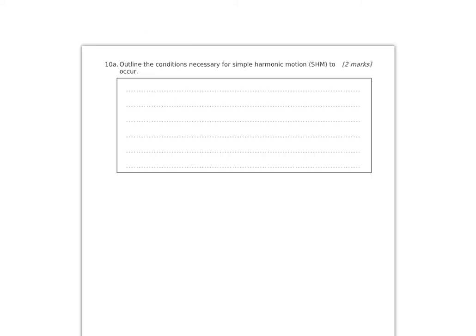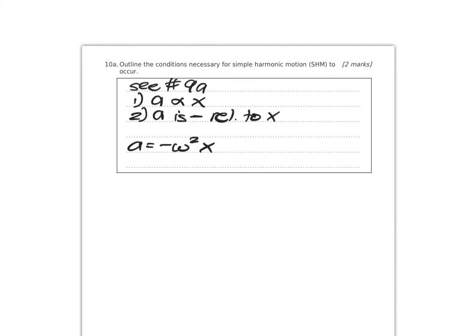Here's 10A: outline conditions necessary for simple harmonic motion to occur. Again, these are separate problems on separate exams, so as I said, if they're talking SHM, they usually like to open with defining conditions. Here's the quick and dirty version. Acceleration is directly proportional to x. Acceleration is negative relative to x. The formula is a equals negative omega squared x.